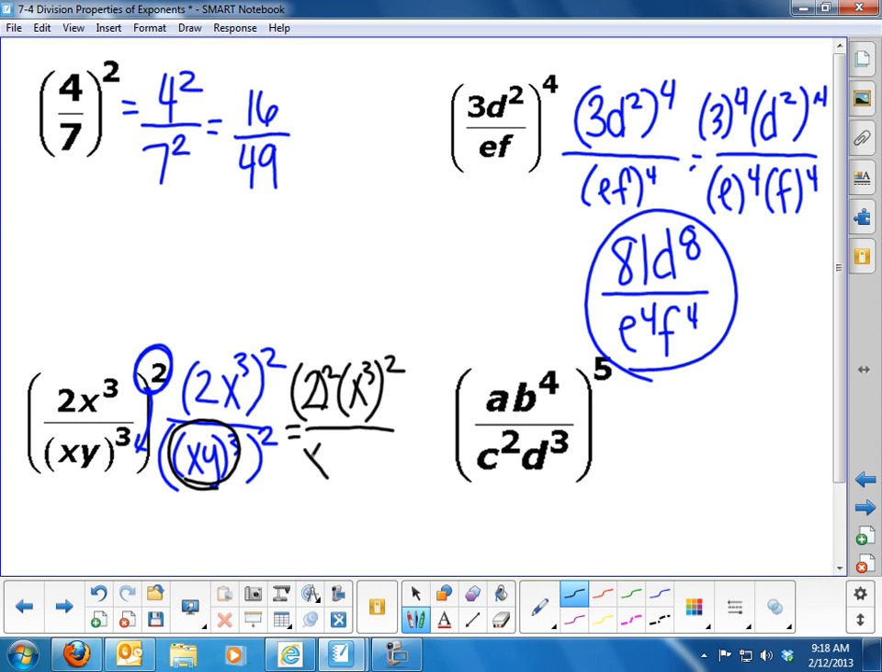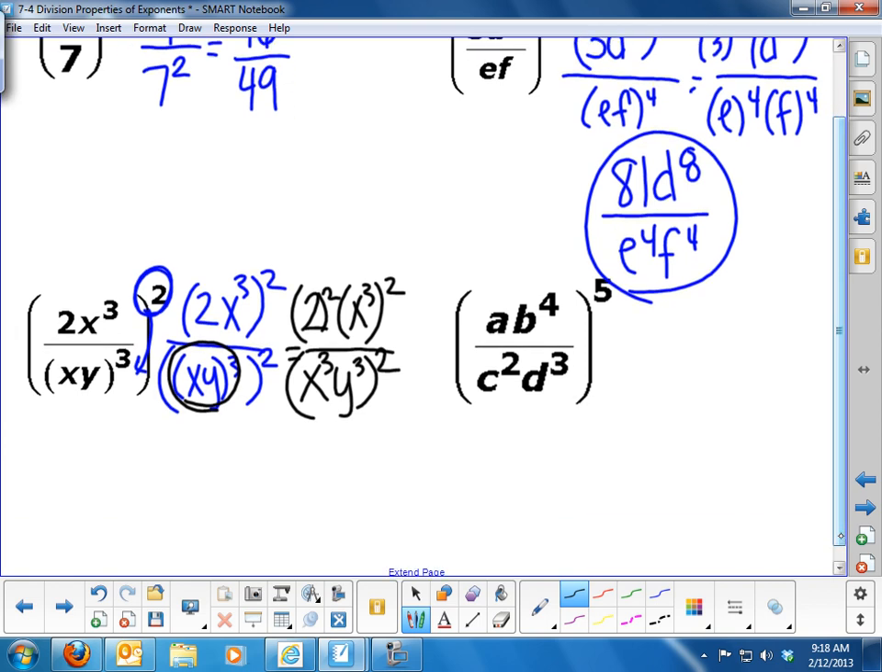That gives me x to the third, y to the third, right? And I'm going to square that, okay? So, if we finish this off, the top, I get 2 squared, which is 4. X to the third squared gives me x to the sixth. Multiply your exponents. In the denominator, I have a product of powers to a power here.